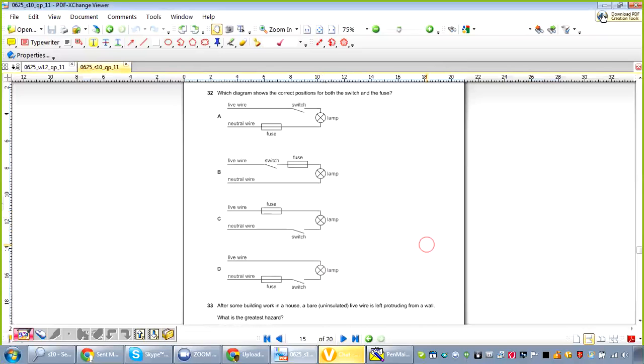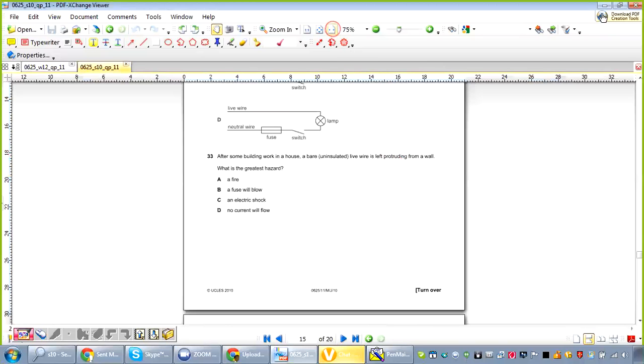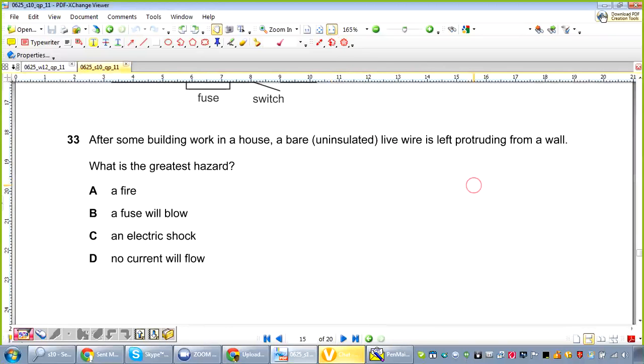So B, second option. That's right. Switch and fuse will both always come in the live wire. An electric shock. That's right.